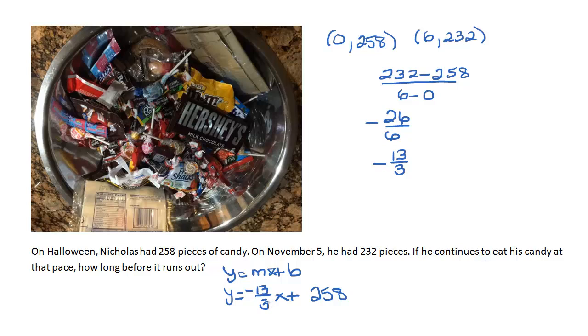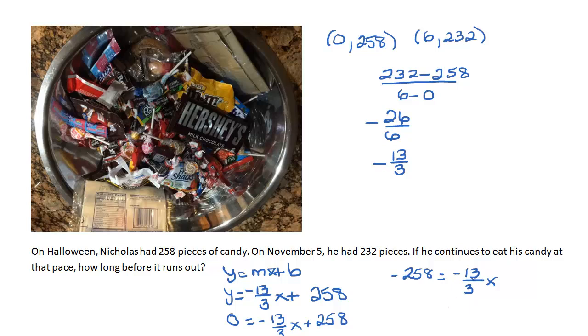So we want to know if he continues to eat his candy at this pace, how long will it be before he runs out? Well, he runs out when he has 0 candy left. So we set that equal to negative 13/3 times x plus 258. Getting this negative 13/3 x by itself, we have to subtract 258 from both sides.